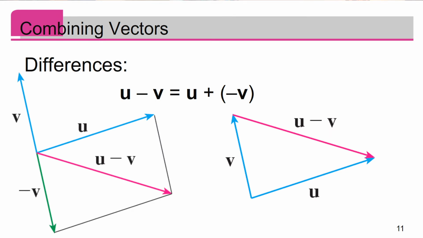Differences, you can do those in one of two ways. Probably the easiest way to think of this is in terms of u minus v. On the left-hand side, you take vector u, and then you take vector negative v, so you have v pointing in the opposite direction, and then you just add those together. u minus v is the same as u plus negative v. But another convenient way is that u minus v, geometrically, is the same as the vector that starts at the terminal point of v and ends at the terminal point of u.